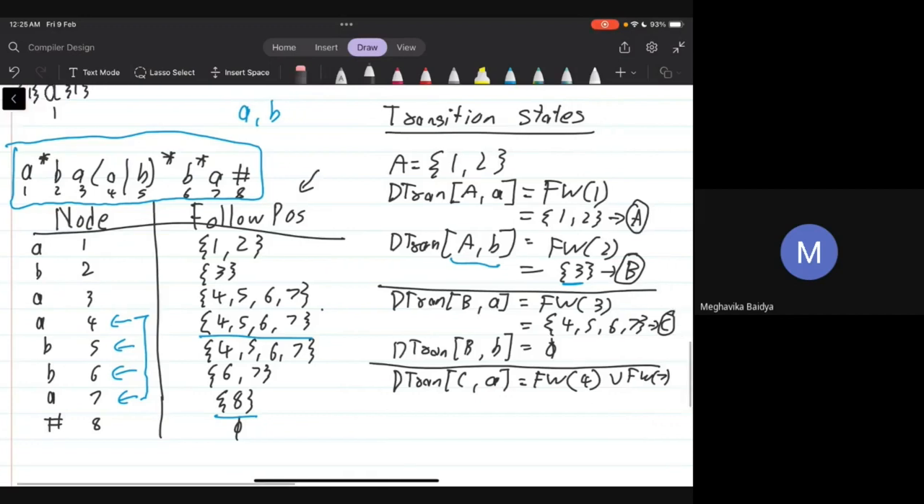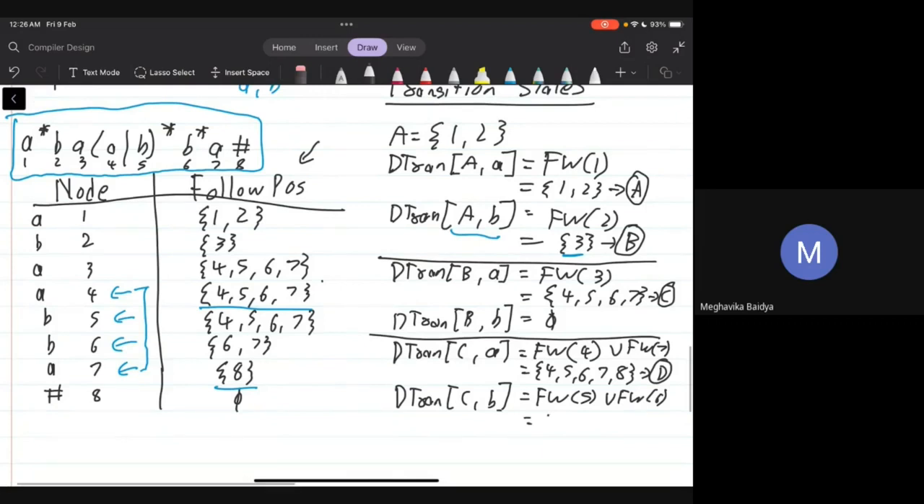And what is followpos of 4? That is 4, 5, 6, 7. And what is followpos of 7? 8. Is this a previous state? Did the state come before this? No, this is a new one, so D. Nice. Now you do Dtran of C comma B. That match is with 5 and 6, right? So followpos of 5 union followpos of 6.